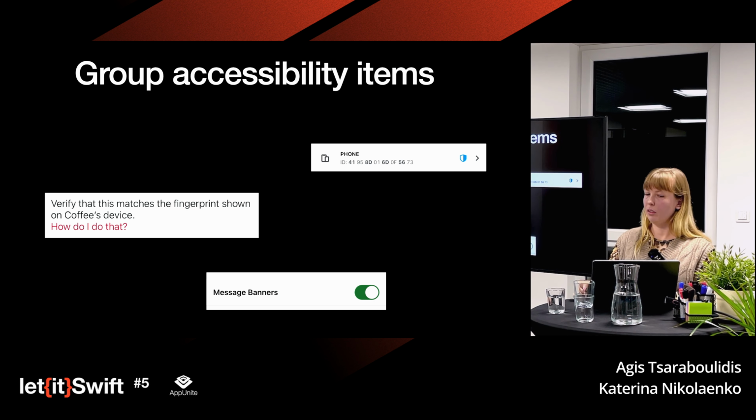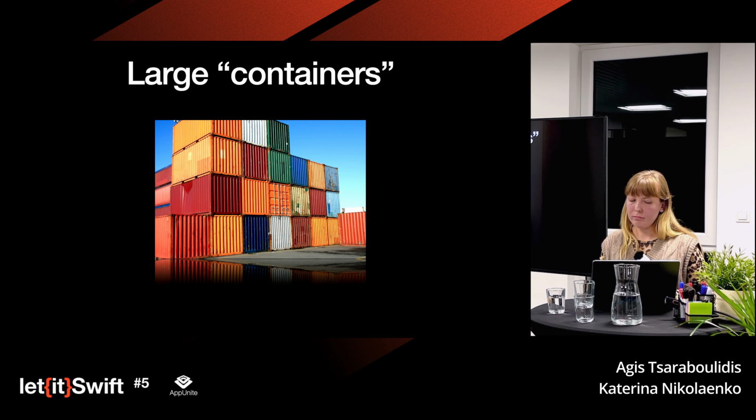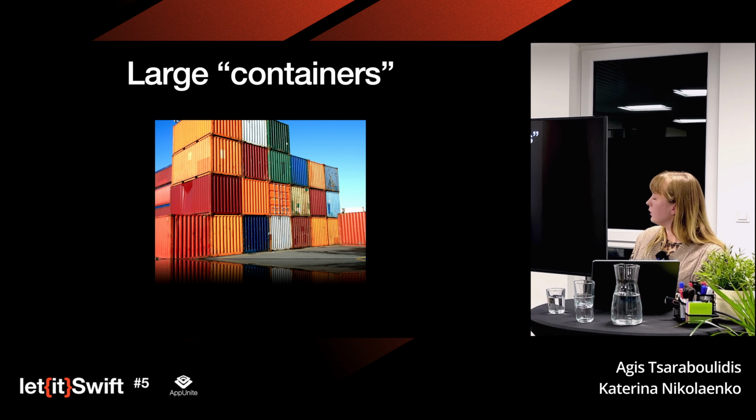Group accessibility items. This will decrease the amount of swiping through elements on the screen and make it less heavy. On this slide, you can see three examples of how we grouped a few UI elements, and for VoiceOver it was only one accessible element. Large containers. Sometimes if you have a screen with a lot of small views, it's very hard for blind people or people with impaired vision to find the necessary element, and it's helpful for them to move the views into containers.